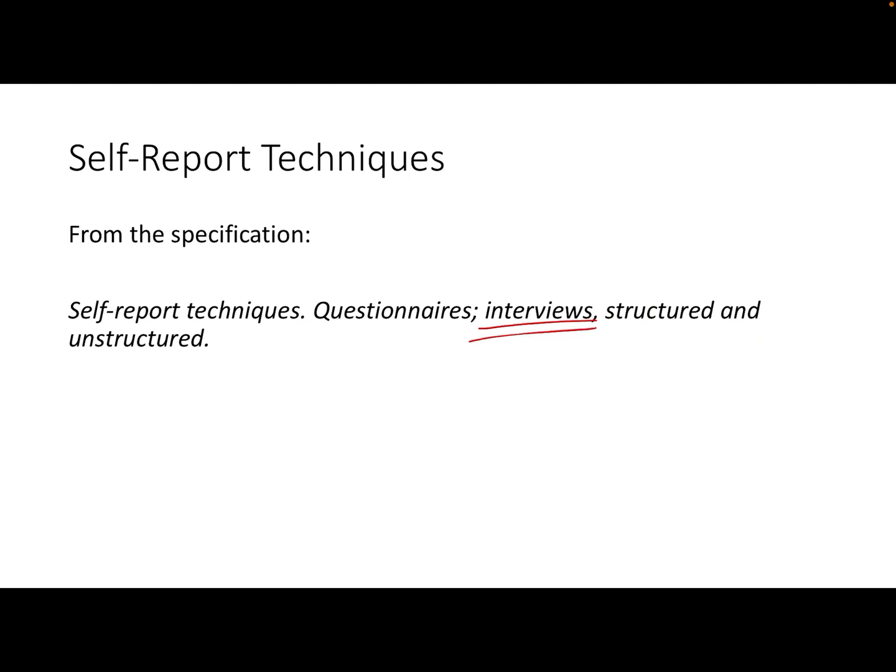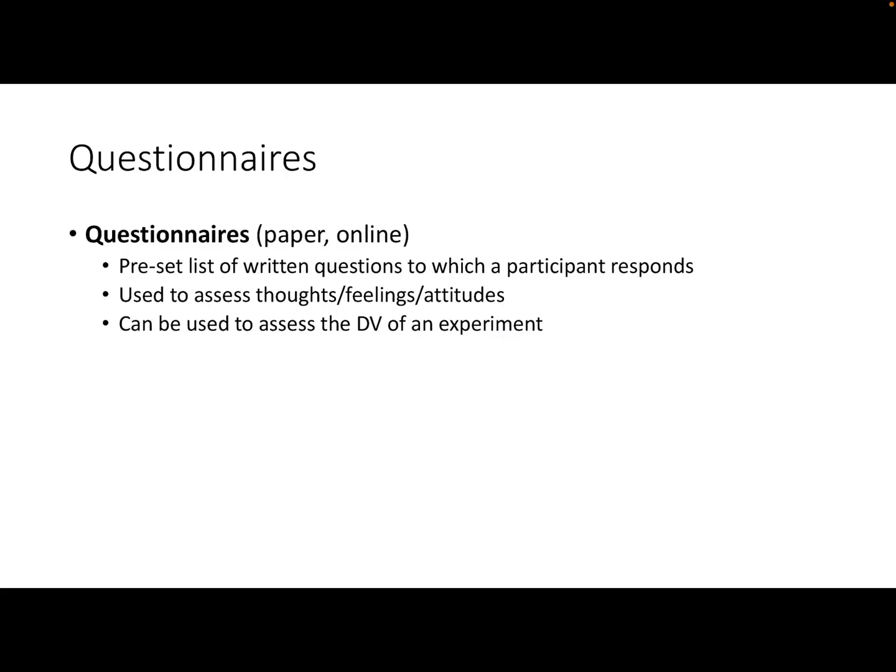technique is an interview. So self-report is basically where we've got our participants, or in this case our respondents, disclosing information about their thoughts and feelings and attitudes, rather than this being discovered through observation or experimentation and data gathered from a dependent variable. So questionnaires can be done obviously on paper or online, and they're probably the most common form of self-report technique. Unsurprisingly, they consist of a preset list of written questions to which a participant responds.